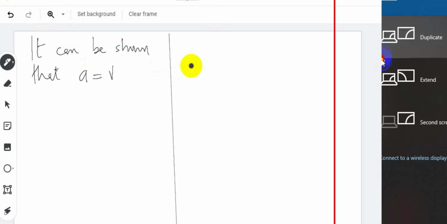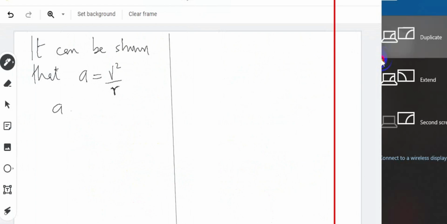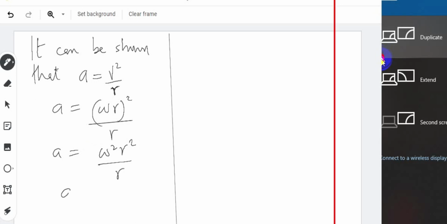A is equal to v squared over r. If A is equal to v squared over r, we can develop this further. Remember v from the previous formula we got, v is equal to omega r. So instead of writing A equal to v squared over r, we can actually write omega r all squared over r. And that's going to give us A equal to omega squared r squared over r.